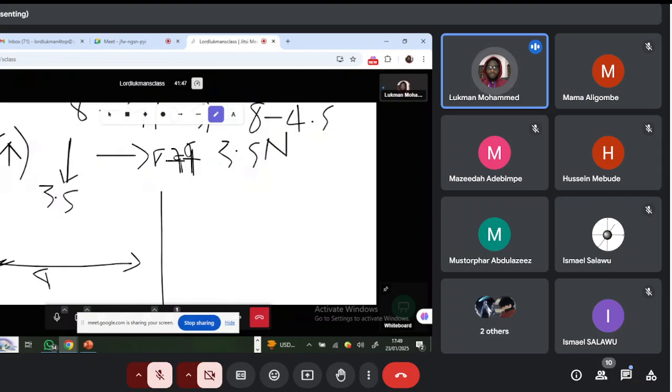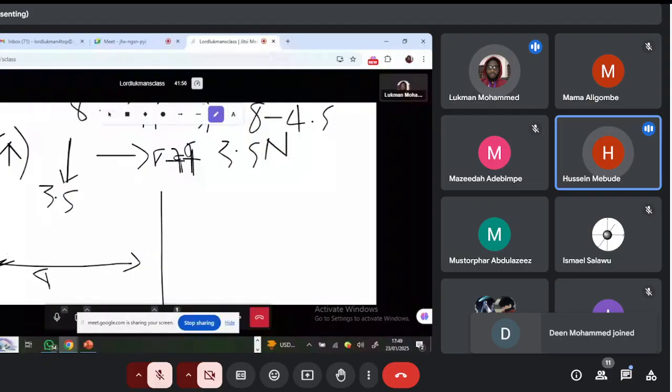Vectors have magnitude and direction. The line is what we are using to represent the magnitude in the diagram.